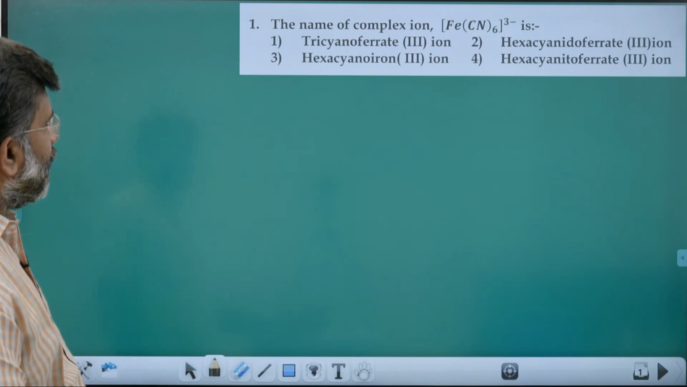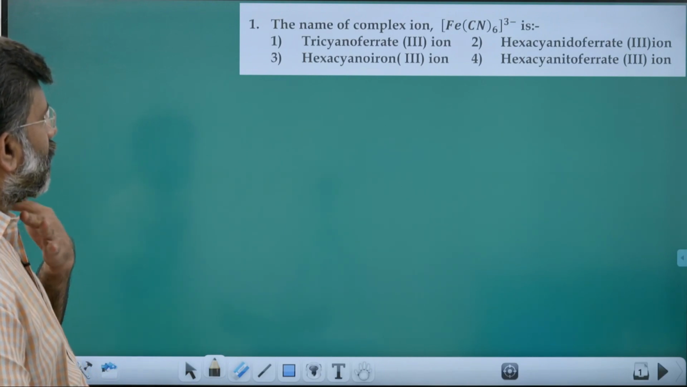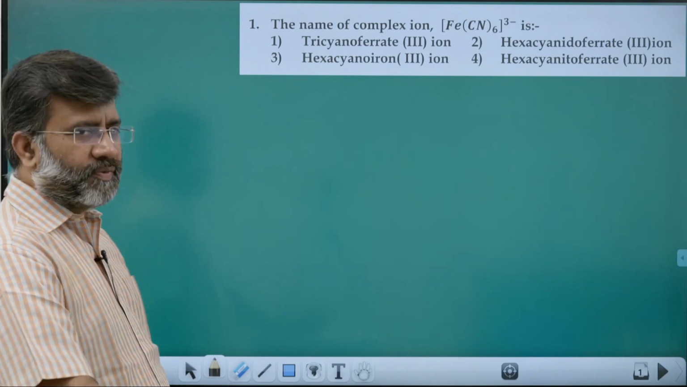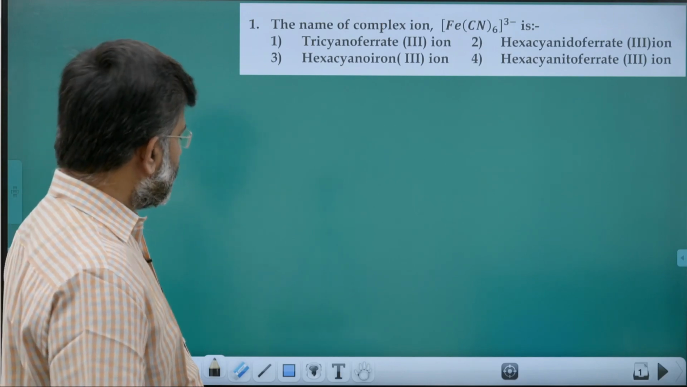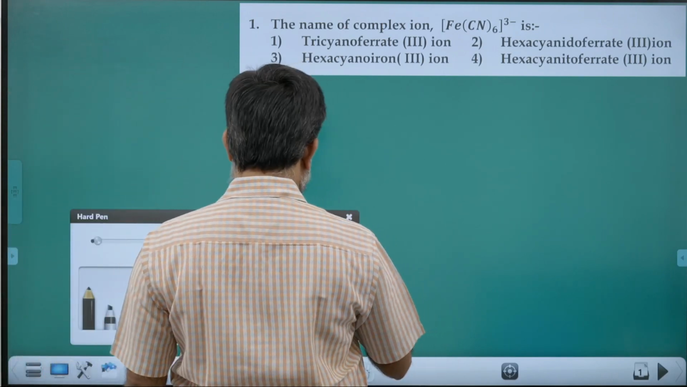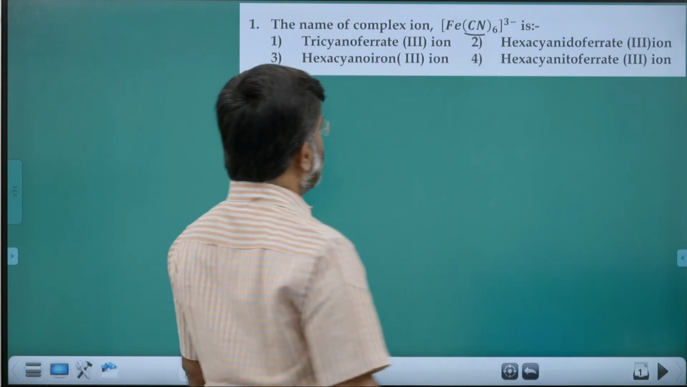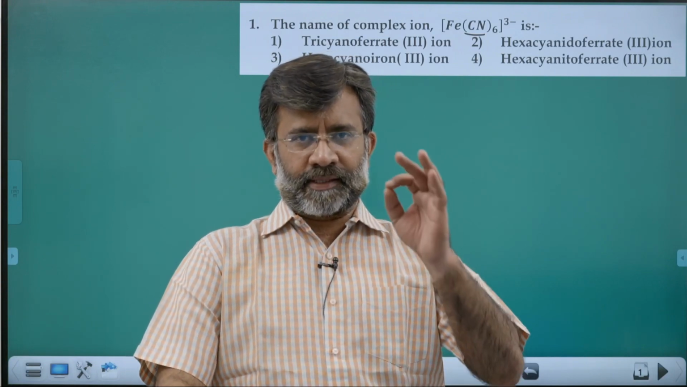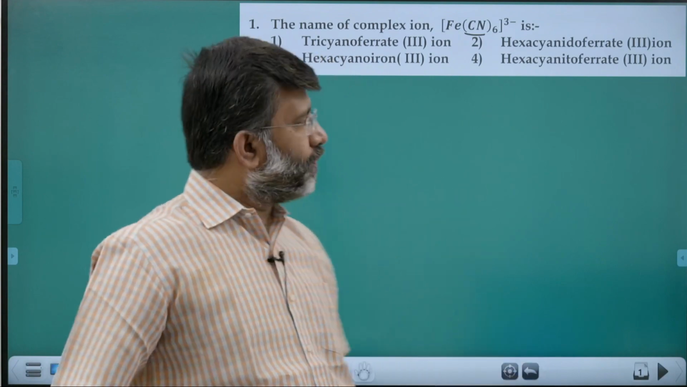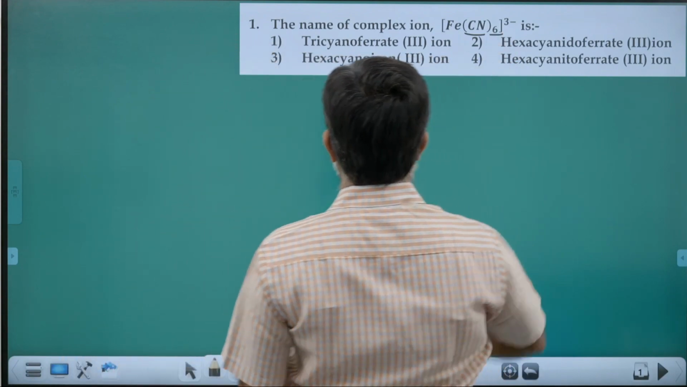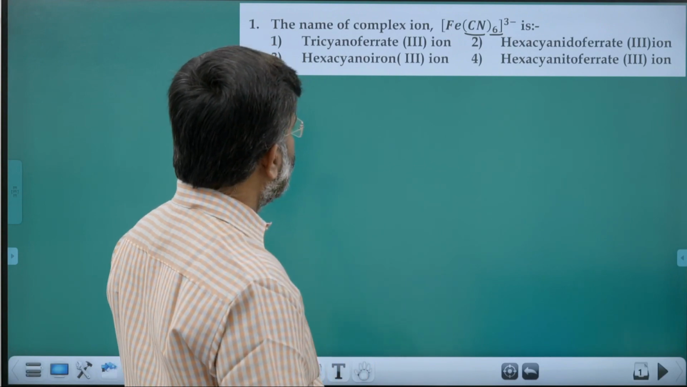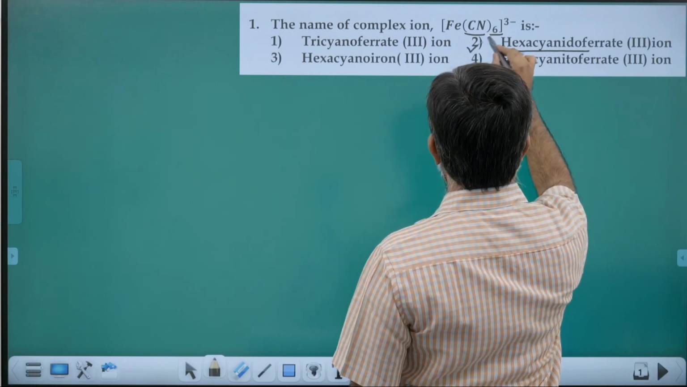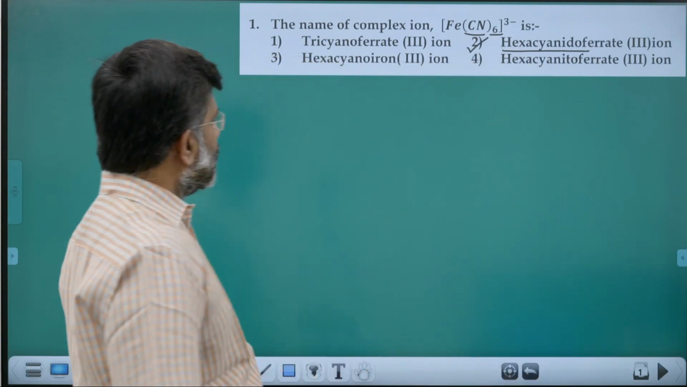That is regarding the IUPAC name of complex ion. You know how to name the complex ion. Ligands will be named first. And here the ligand is cyanide. Cyanide will be named as cyanido, hexacyanido. That itself is enough to identify the answer. Hexacyanido, only one choice. Now what is the remaining part?